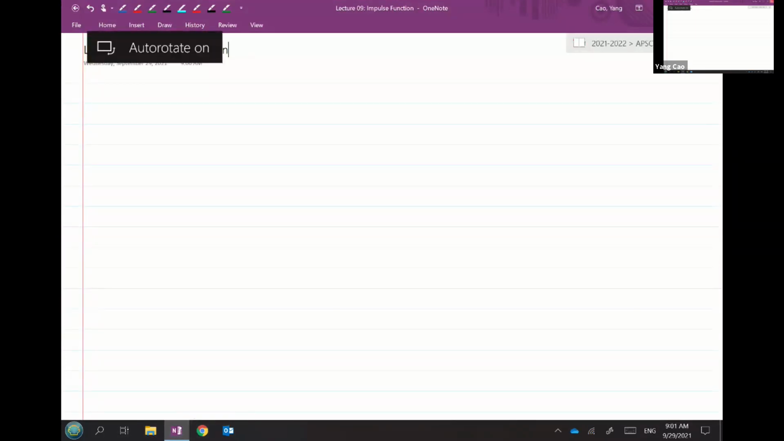All right, good morning. Let's get started and we'll continue on the unit step function. We'll quickly finish that, probably one or two examples. And then we'll get on to a new topic, a new type of function, which is called the impulse function today.